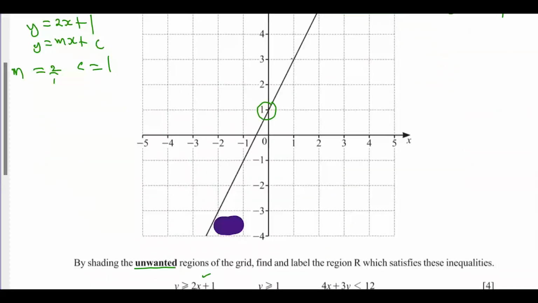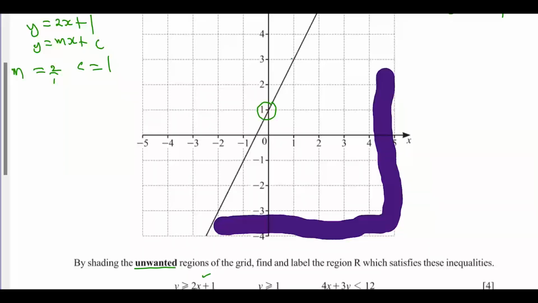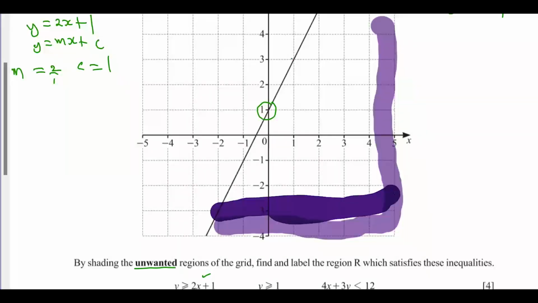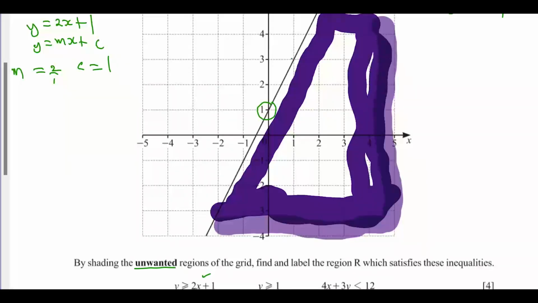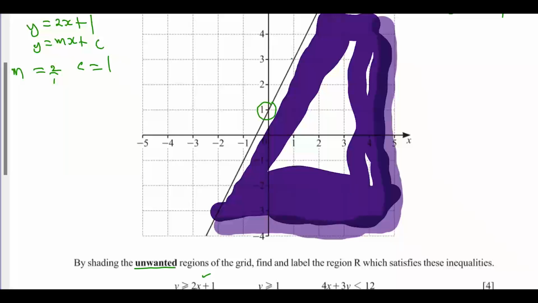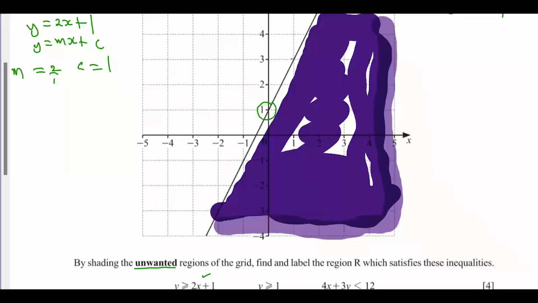So let's start from here. You can shade this like this. You can go up like this, then shade this. You need to be very careful and shade this properly. We need to shade the whole of this. Let's take this like this so that we can hurry up. I don't want it to go above the line, so let's be careful like this. So we shade the whole of this.